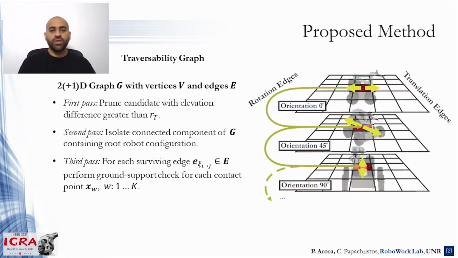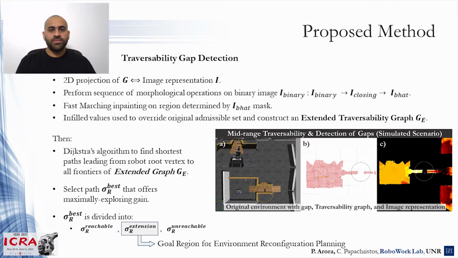We then proceed to calculate the ground support condition for all contact points per configuration within the isolated connected components only, effectively pruning any untraversable edges. This pipeline is used to perform both autonomous traversability-aware navigation as well as the process of traversability gap detection when the exploration gets stuck, in order to identify regions that lend themselves to bridge the disconnected components of G.